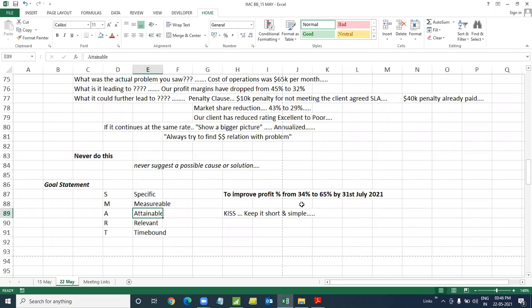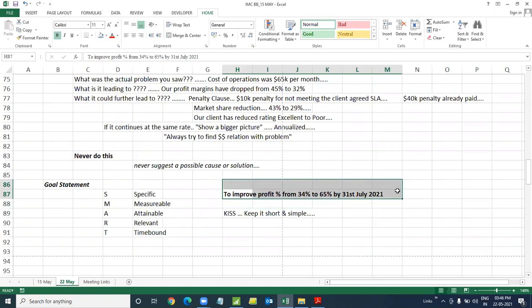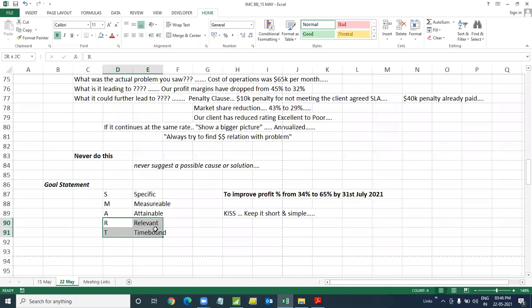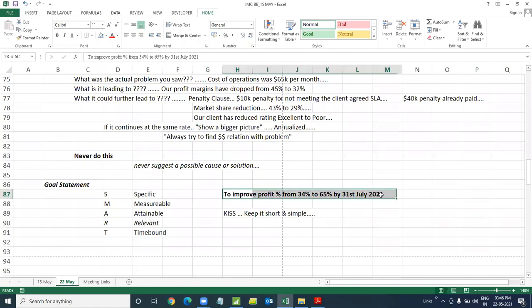We know it's possible. Relevant. While I'm talking about profit, I'm not explaining anything. Just talking about profit. Being very relevant, because that's where we make the biggest blunder here. We try to make explanations, and I'll talk about what could be a wrong one when we don't remain relevant with the problem. And time bound, yes, it has a specific timeline. So simple as that. This is a SMART statement.